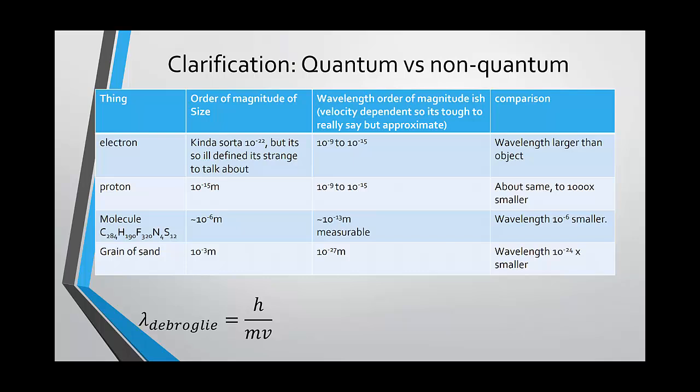Now when you start getting up to something like a grain of sand, which is in your millimeter realm, and its wavelength is in the 10 to the negative 7th meters, now you're dealing with something where the wavelength is so much smaller than that particle that it is not going to be a quantum mechanical object, even though we could calculate the wavelength. So we could calculate the duality, but it's not going to behave even remotely quantum mechanically.